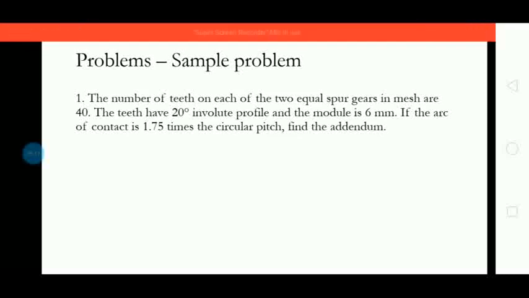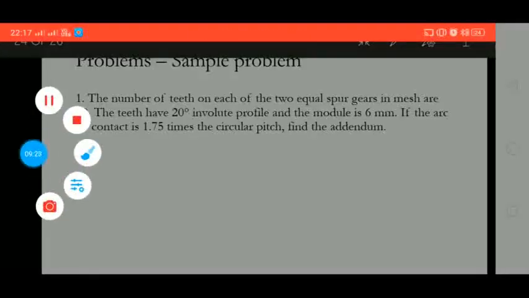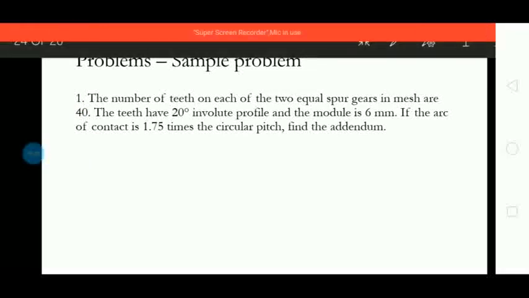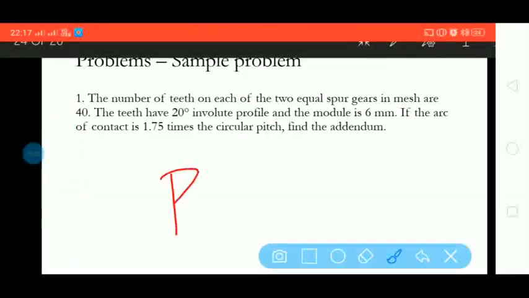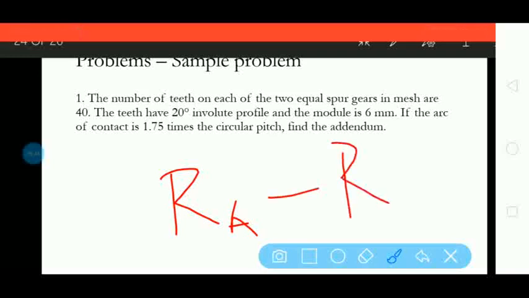Take the center of a gear. To the top of the gear, what is the distance? Radius of addendum circle, that is RA. And what is the distance up to the pitch circle from the same center? That is pitch circle radius R. Therefore addendum is defined as RA minus R. So if you know RA and R, you can find addendum.